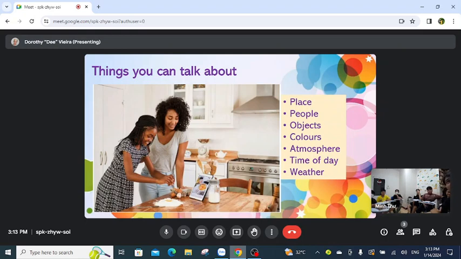Silver, or if you don't know the color silver, you can call it gray, okay? Atmosphere. What does the picture feel like, the atmosphere? Is it a happy picture? Is it a sad picture? Is it an exciting picture? What is the atmosphere? Example, the mother and the daughter look relaxed. I think they are enjoying their time together in the kitchen. The atmosphere. How do they look?